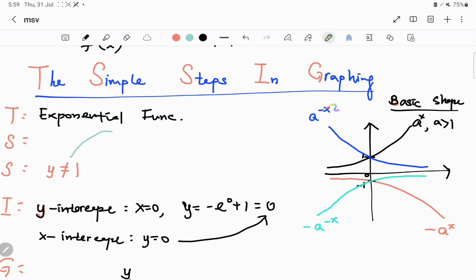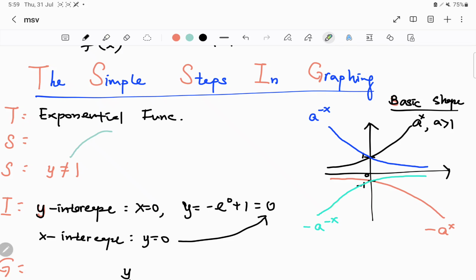Next, if in front of a is positive, but the coefficient of x is negative, I know the curve will be bent the other way, like the blue curve. And if in front of a is negative and in front of x is also negative, I know that the curve will be reflected, and then it will bend down here.